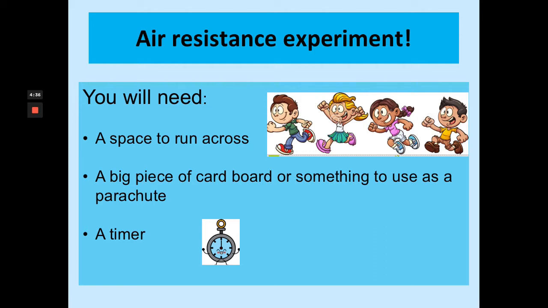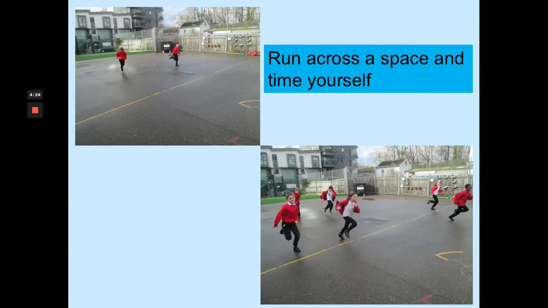So what you will need is a space to run across, a big piece of cardboard or something to use as a parachute, and a timer. And what you've got to do is find a space. You can see last year's Year 4 here running across the playground, but it could be a room, a garden, or a section of pavement, but please speak to an adult and make sure you're safe if you're doing this. You need to time yourself running across this space.